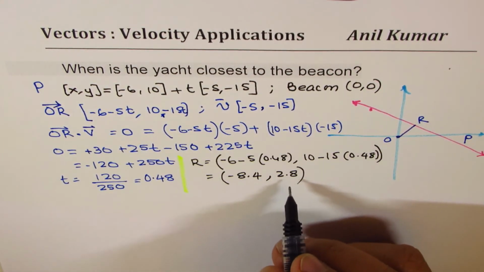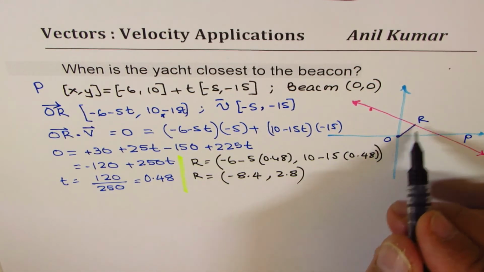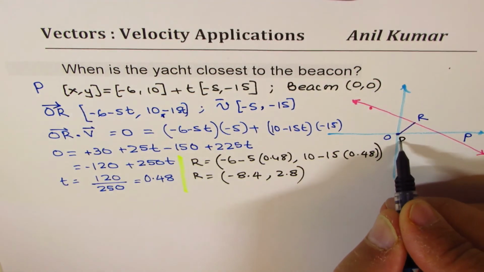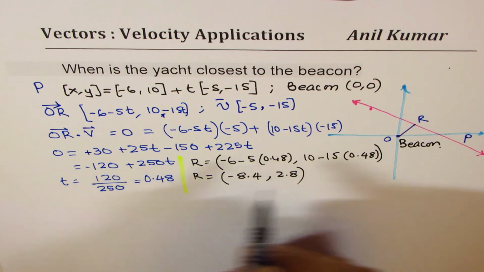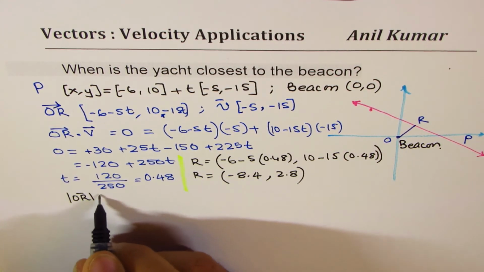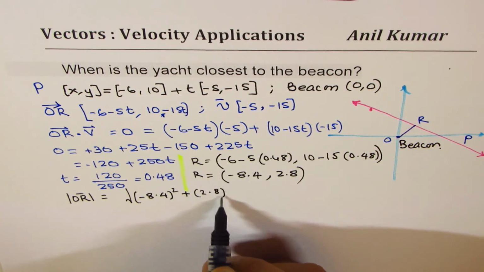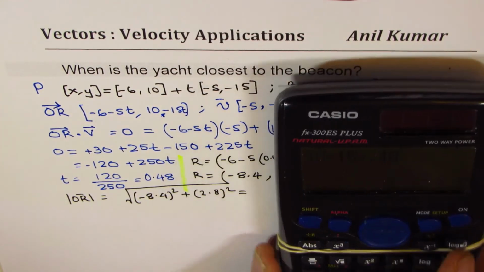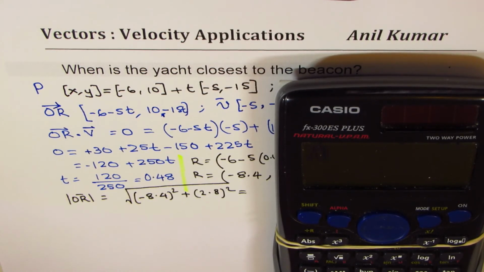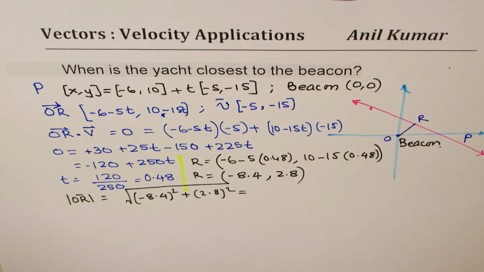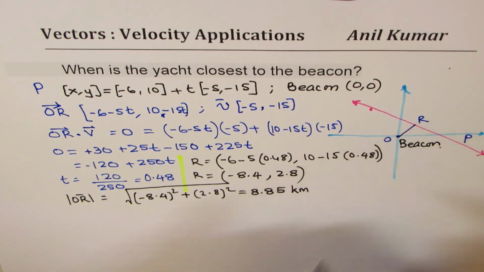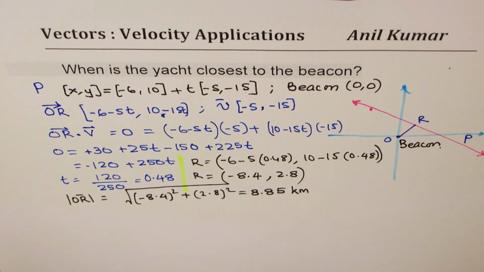Now, if that is the coordinates for R, then how much is the minimum distance? That is closest to the beacon, right? So that is the beacon. So the distance OR, that is the absolute value of OR, is equal to the square root of (-8.4) squared plus 2.8 squared, which is, let's figure it out. So it is the square root of 8.4 squared plus 2.8 squared, and that is equal to, in decimals, 8.85. The units are kilometers, right? So this distance is 8.85. So that is the closest distance.